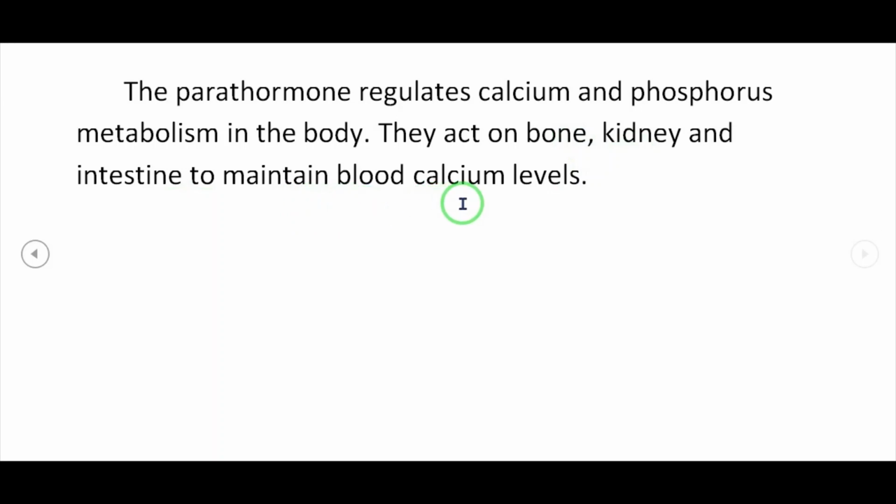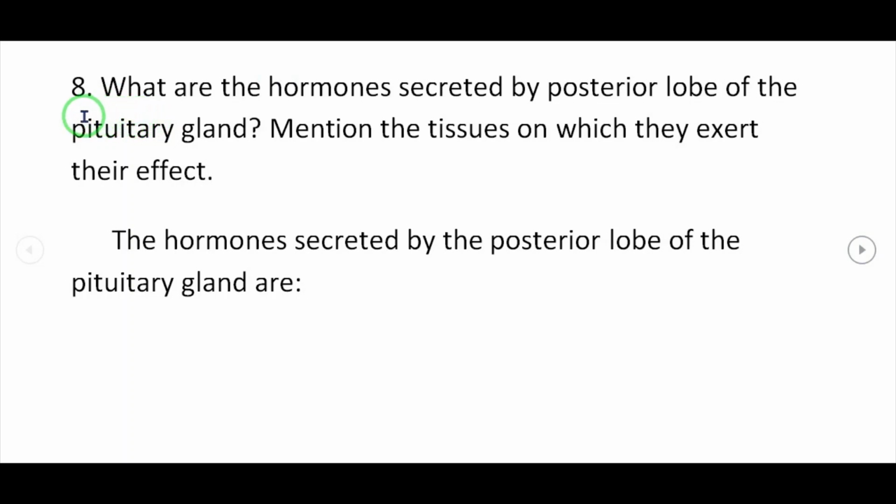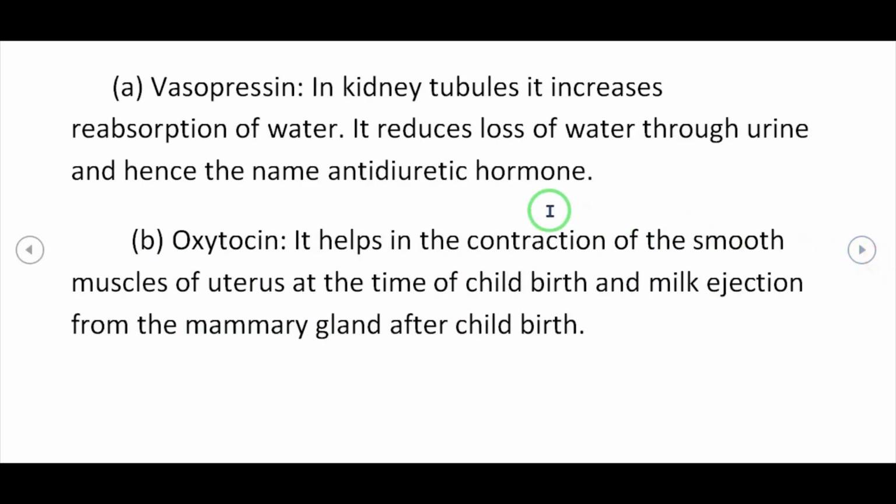Page number 236. Question number 8. What are the hormones secreted by the posterior lobe of the pituitary gland? Mention the tissues on which they exert their effect. Answer, page number 234. The hormones secreted by the posterior lobe of the pituitary gland are: first one, vasopressin. In kidney tubules, it increases reabsorption of water. It reduces loss of water through urine and hence the name antidiuretic hormone.